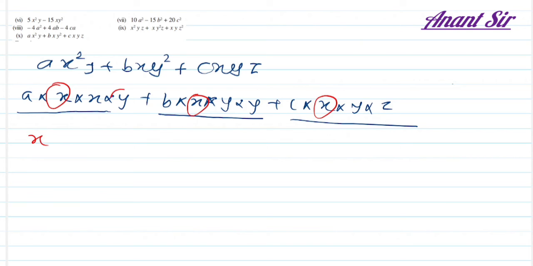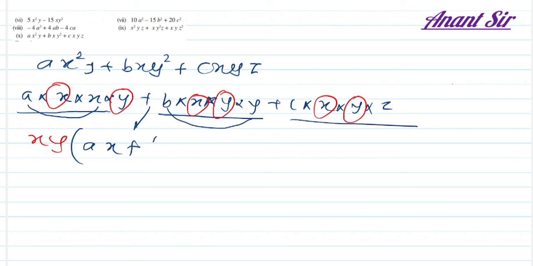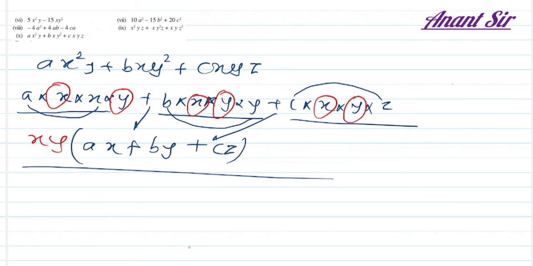Now I can see one y common in all the terms. So I am taking one y common. Now there is nothing which I can take common from all the three terms. So what remains in the first term is a and x. Then there is a positive sign. What remains in the second term is b and y. Then again there is a positive sign. And what remains in the third term is c and z. So this is our final answer, friends.